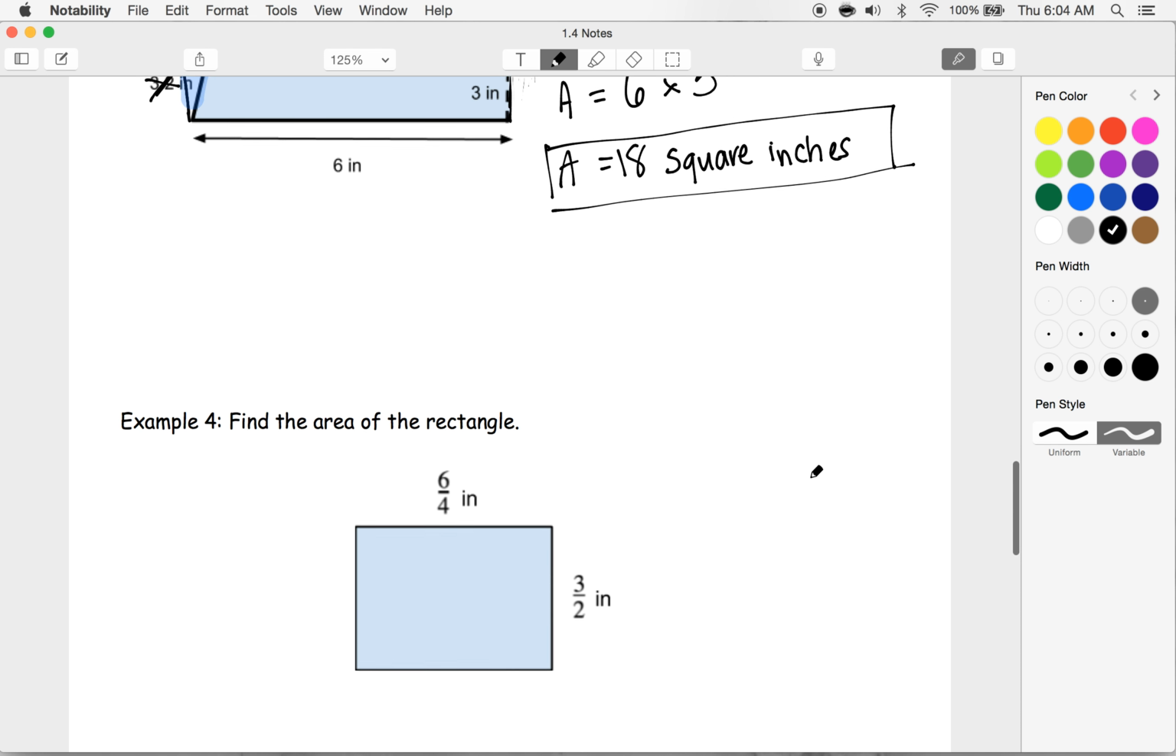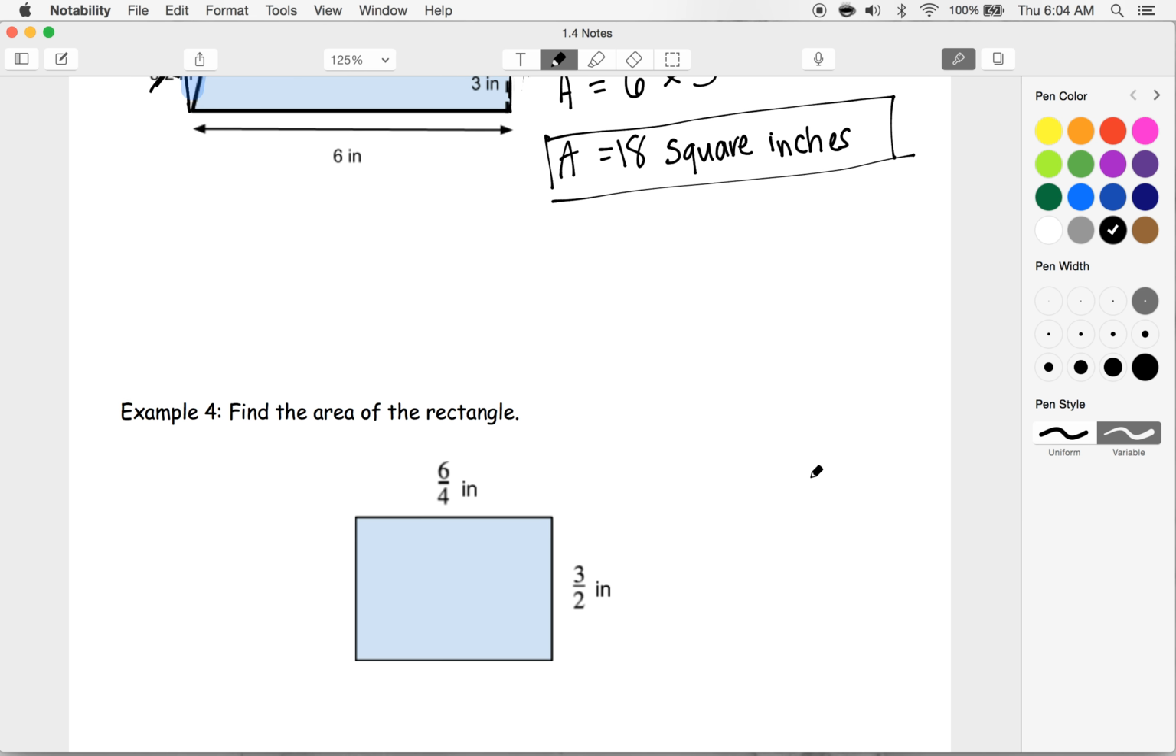All right, scroll down and let's do this last one here. Find the area of the rectangle. Oh, and we've got some fraction review. So area of a rectangle equals length times width. Area equals 6/4 times 3/2. Okay, and for those of you who haven't looked at fraction multiplication in a while, we're just going to multiply our numerators and multiply our denominators. So what's 6 times 3? Well, that's going to give me 18. What's 4 times 2? That's going to give me 8.